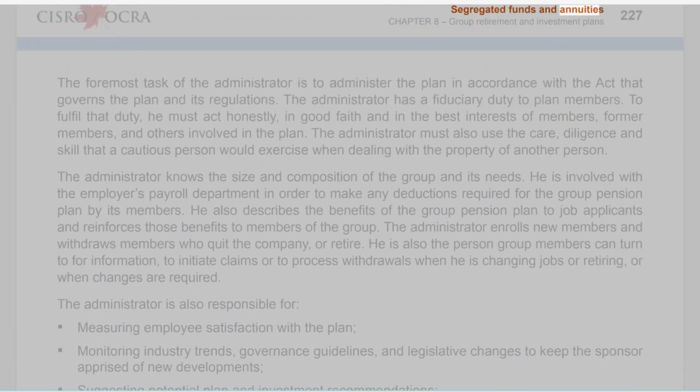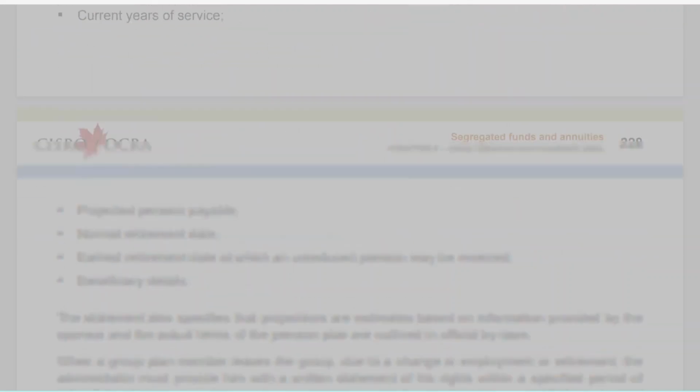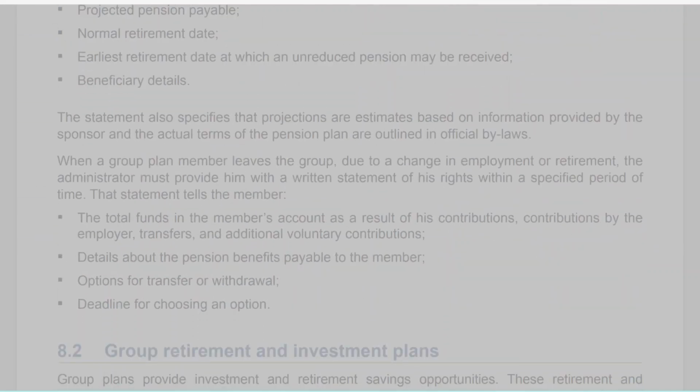Segregated Funds and Annuities, Chapter 8, Group Retirement and Investment Plans. The statement shows the projected pension payable, the normal retirement date, the earliest retirement date at which an unreduced pension may be received, and beneficiary details. The statement also specifies that projections are estimates based on information provided by the sponsor, and the actual terms of the pension plan are outlined in official bylaws.